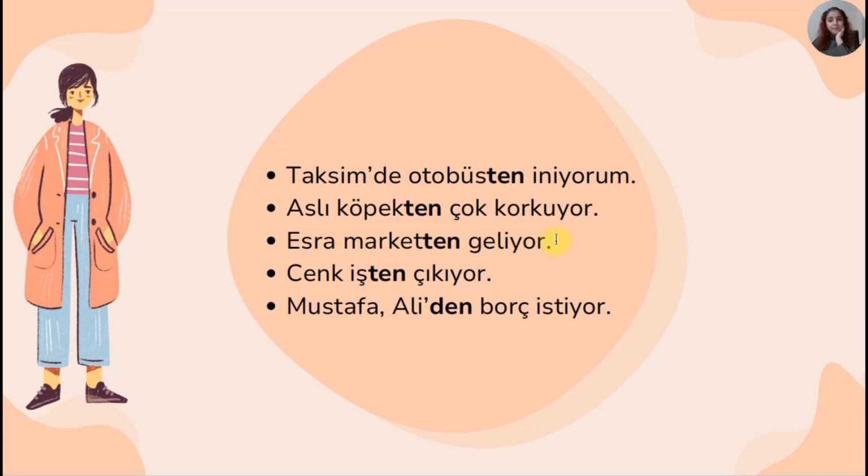Next one, sonraki. Esra marketten geliyor. Gelmek is to come and she is coming from the market. Cenk işten çıkıyor. Çıkmak was to leave and Cenk is leaving work. But here we have to say leaving from the work because Cenk is getting further and the place is changing, not getting close, and he goes the opposite way. Now he goes to a different place from work. And we need to say işten çıkıyor.